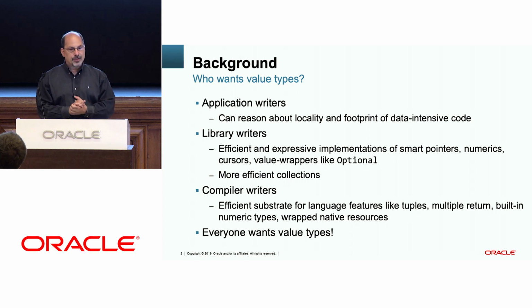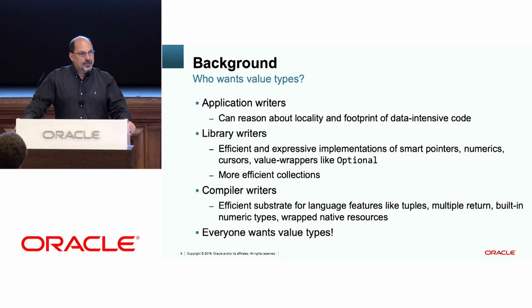But library writers, I think, are very interested in what value types have to offer because it allows you to use all of the traditional abstractive tools that the language gives you without paying the runtime cost of taking an extra indirection every time someone uses your abstraction. So library classes like optional or cursors or better numerics don't want to have to pay the object tax.